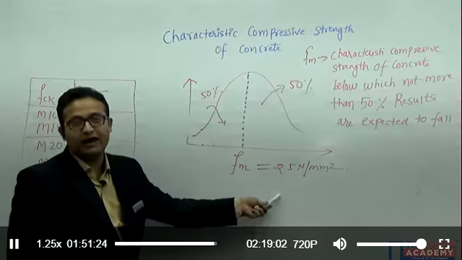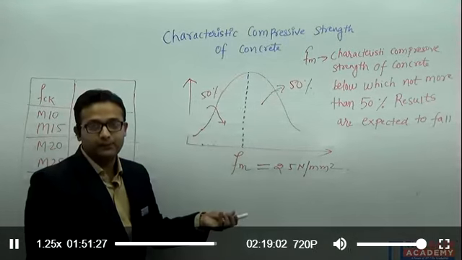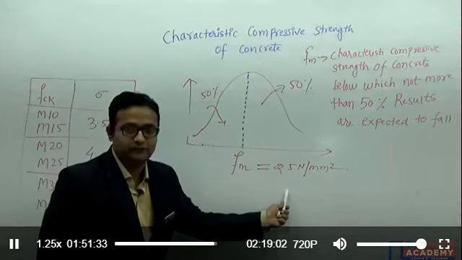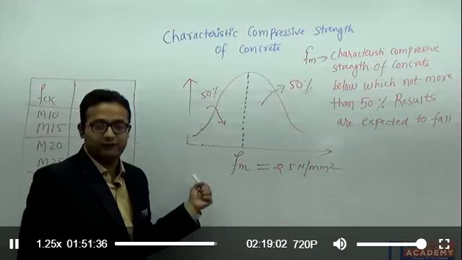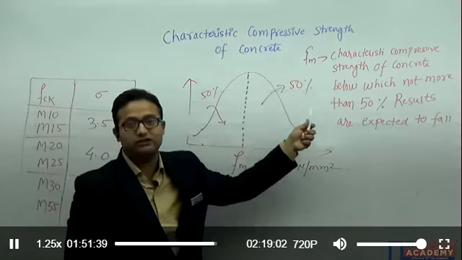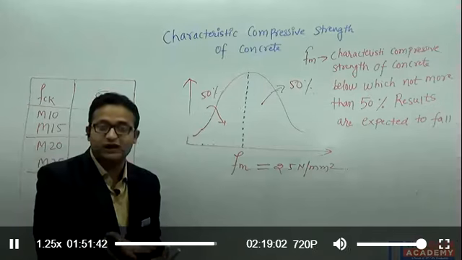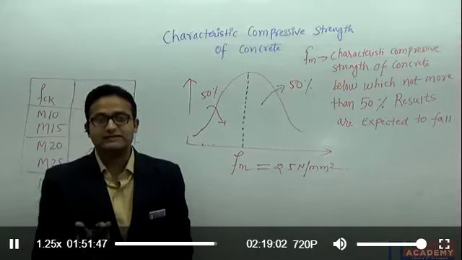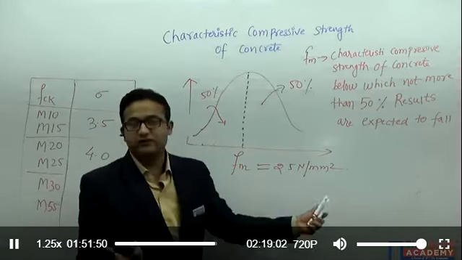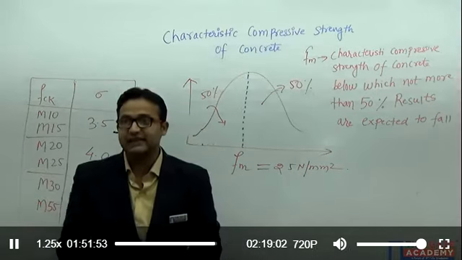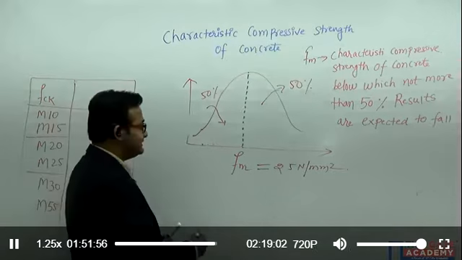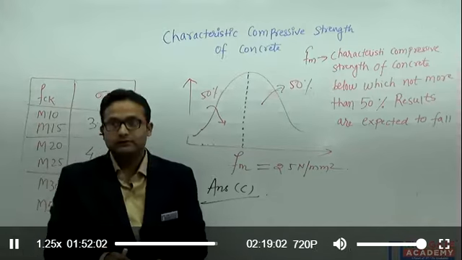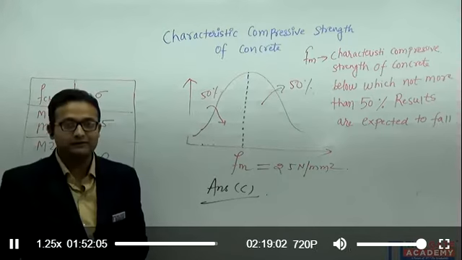For 25 Newton per mm square, I am getting 50 cubes. Suppose 100 cubes are there. So 50 cubes are giving me strength less than 25 and 50 cubes are giving me strength greater than 25. That means it is the mean strength. So answer is the same, 25. He is asking for the target mean strength. So the mean strength is 25 Newton per mm square. So answer is C. It's a very important question. In GATE 2018 also it may be repeated.